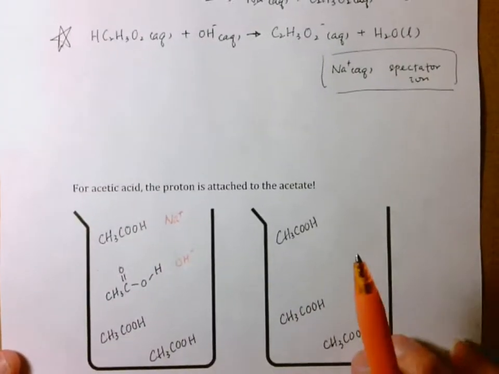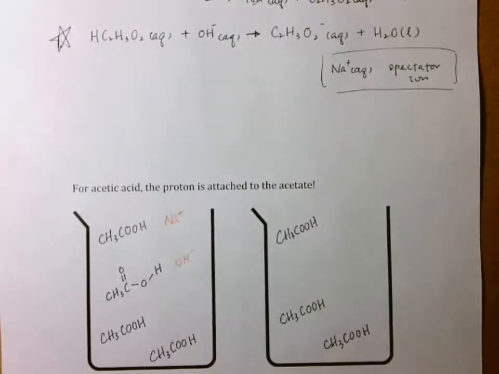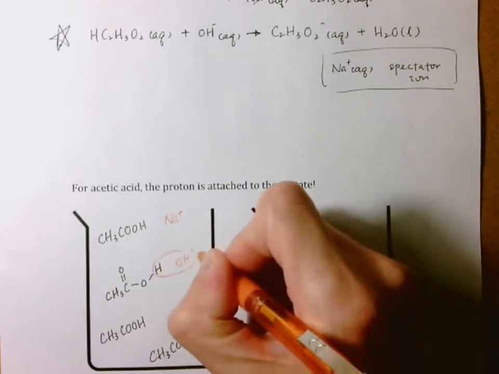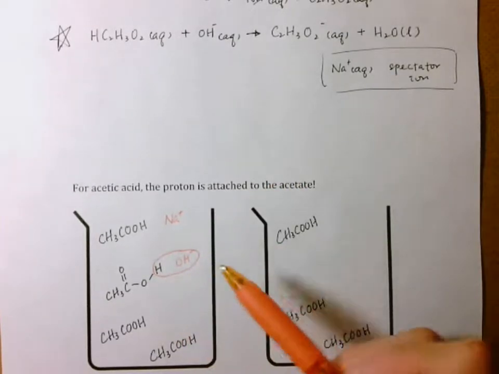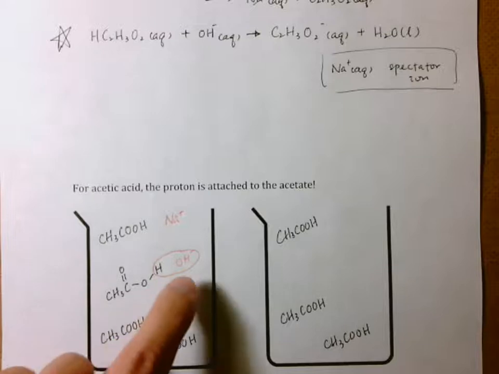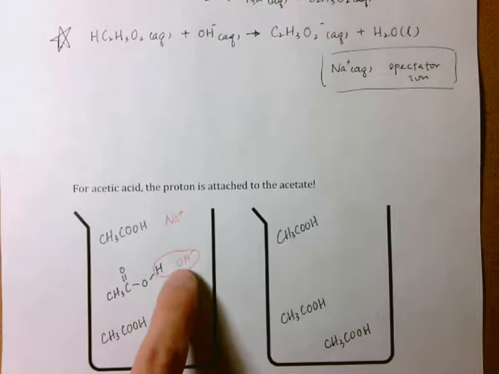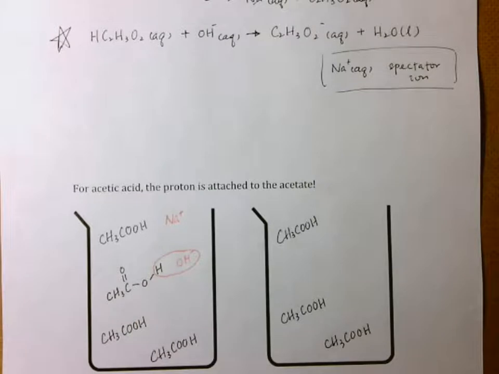So now, when you have NaOH, what does the OH do? The OH pulls the hydrogen away from the acetate. It is tug of war. The stronger one wins. So OH minus is a stronger base than acetate. That's why it is strong enough to pull the hydrogen away.